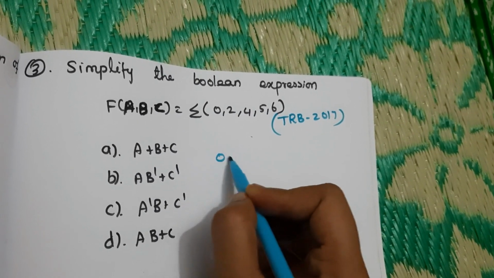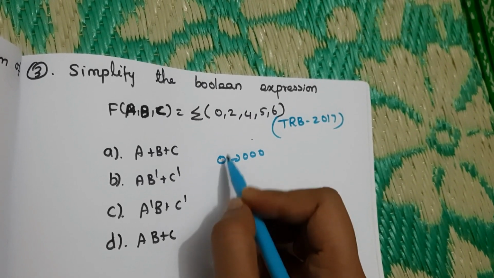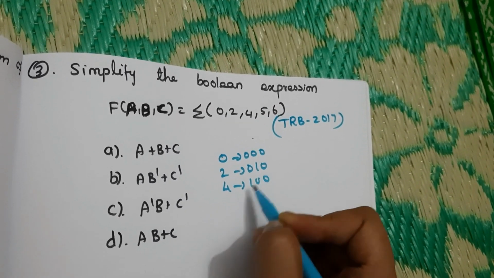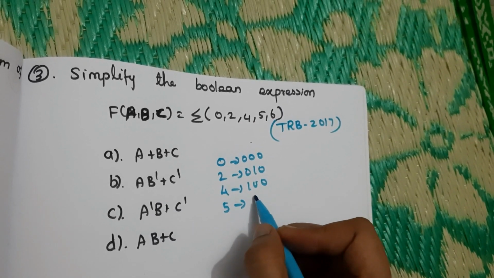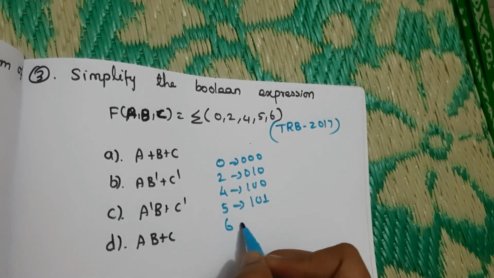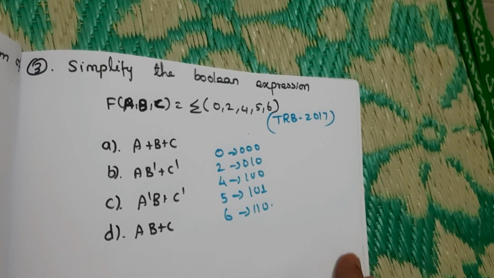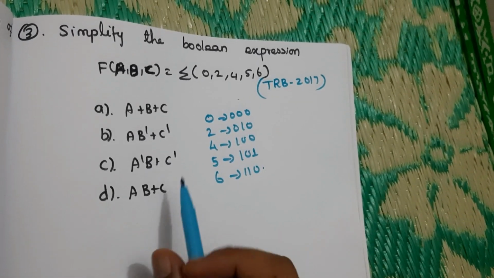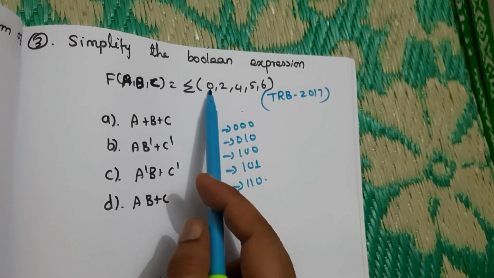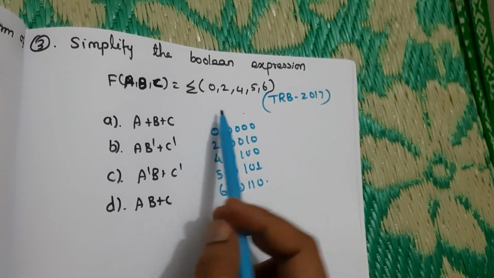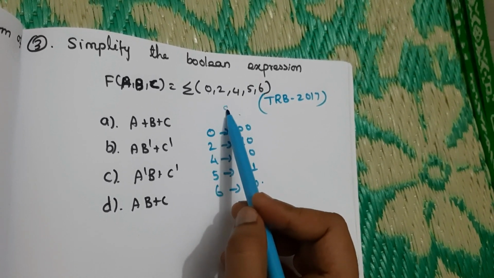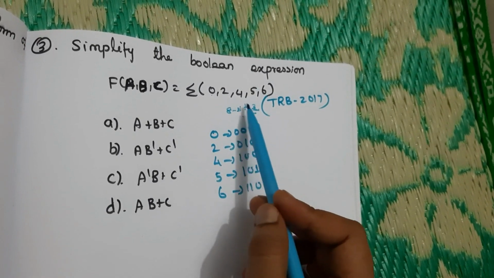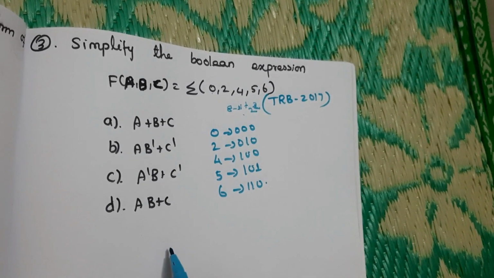So first write the binary equivalent of these min terms. 2 is 0 1 0, 4 is 1 0 0, 5 is 1 0 1, and 6 is 1 1 0. Now we can solve this using a K-map, and this is a three variable K-map because they are mentioning 0 to 6. So the total number of cells here is 8, which is 2 to the power 3. So we use 3 variables to represent these 8 cells.